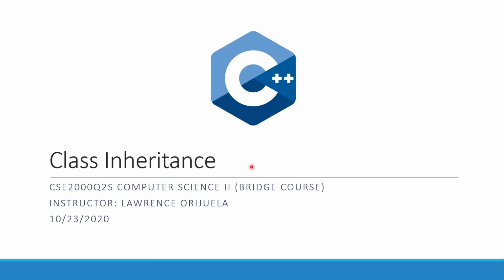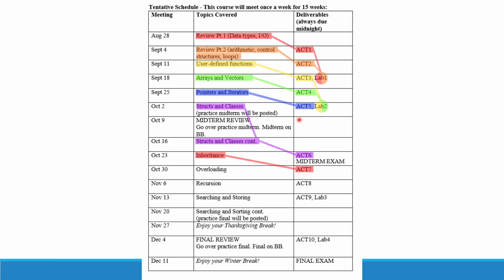So let's get started. Once again, this is our tentative schedule here. Today's October 23rd. We are discussing inheritance, and the activity for this lecture video is going to be due next week, activity 7, and you have 2 items due tonight. The first one is your activity 6, which discusses structs and classes and constructors for both. So make sure you turn that in before midnight tonight. And the other one is your midterm exam.